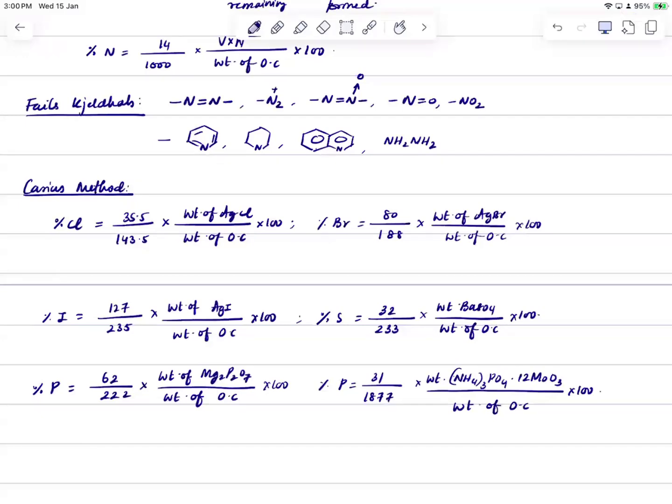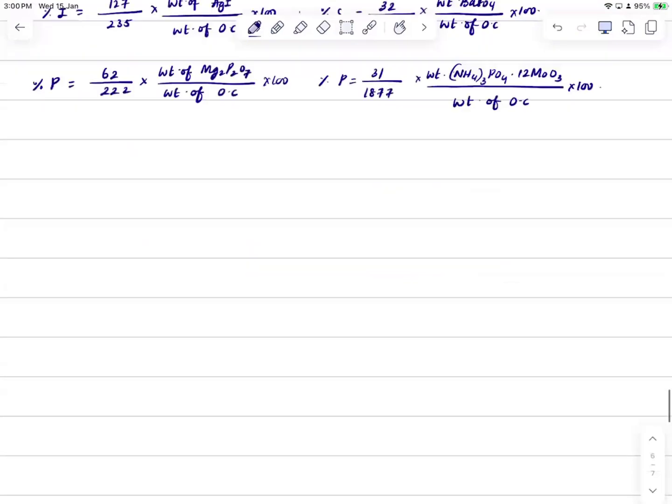Got it? So I hope all of you got a gist of it, like what exactly we need to look out for. Okay. So from the POC's point of view, guys, these are the important areas that you need to remember. Got it? Now, getting into salt analysis.